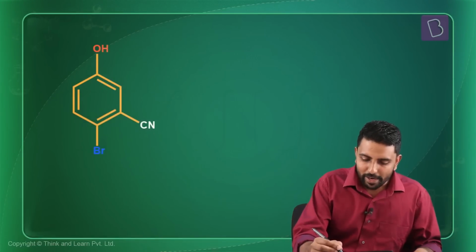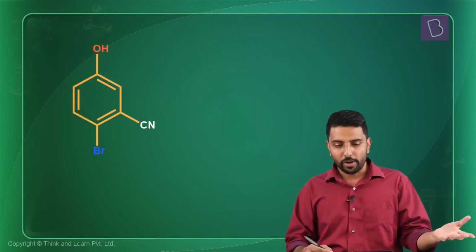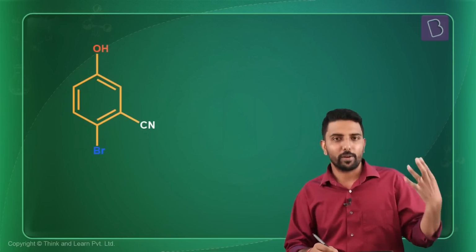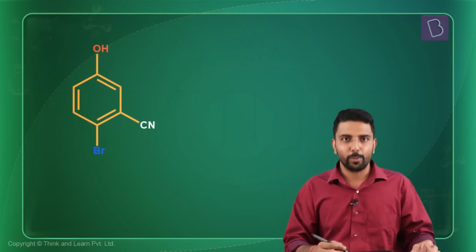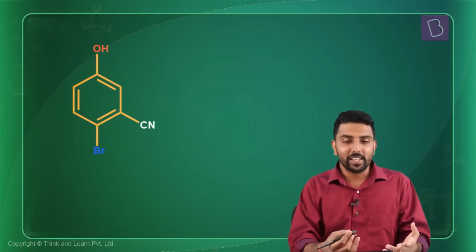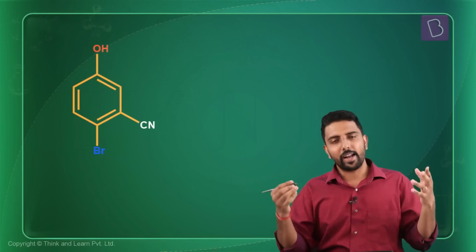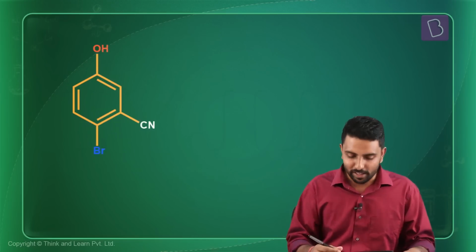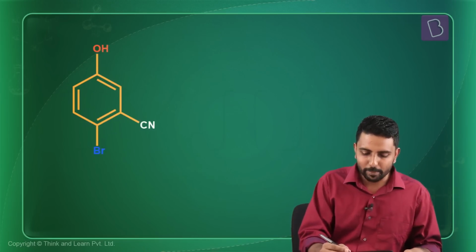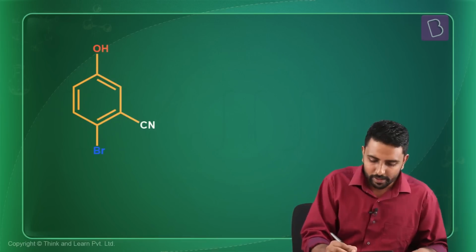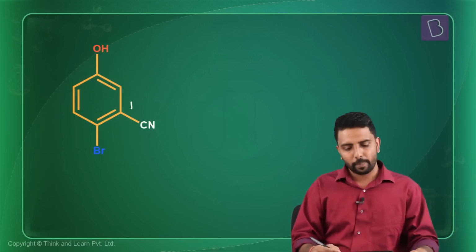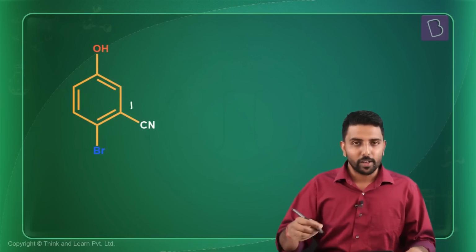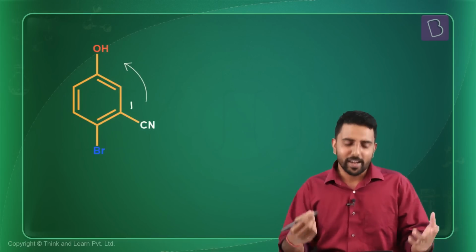We'll have to keep in mind the order of priority. Now, among the 3 different functional groups, the bromine group, the hydroxyl group, and the CN group, definitely it is going to be the CN that has the highest priority, and thus the carbon bearing the CN group is going to get the lowest number. So we start by numbering that particular carbon as carbon number 1. Next up, we have 2 choices. We can go either clockwise or anti-clockwise.